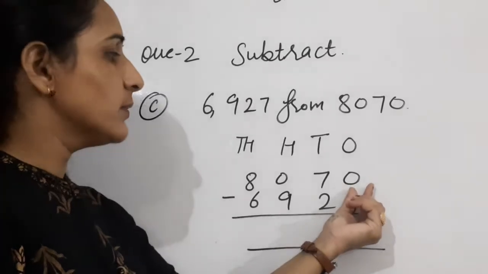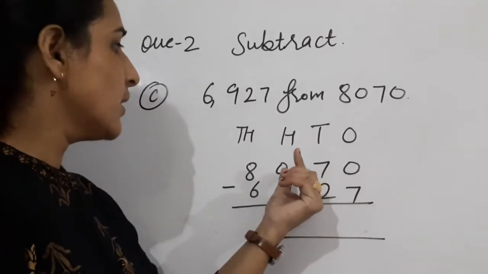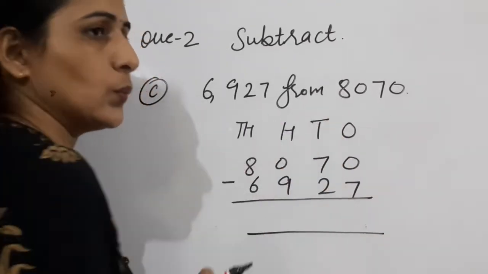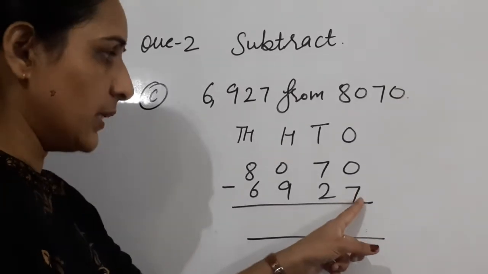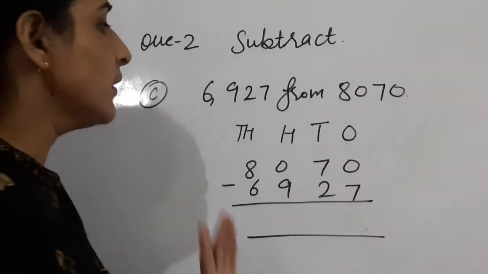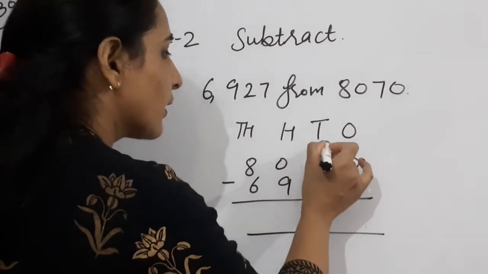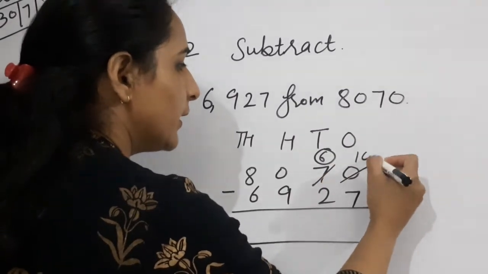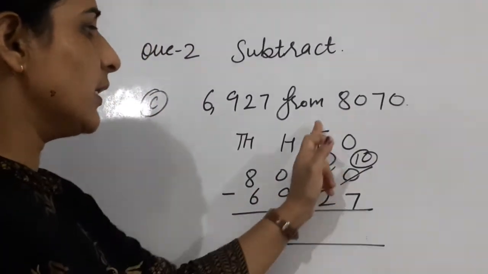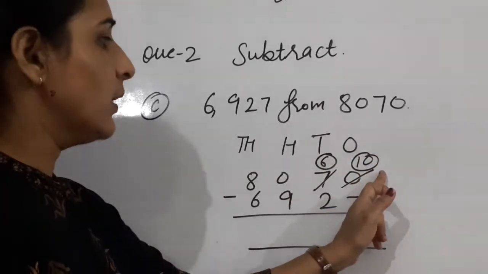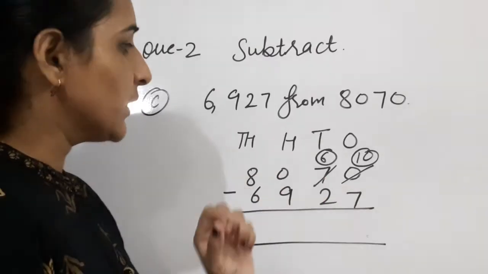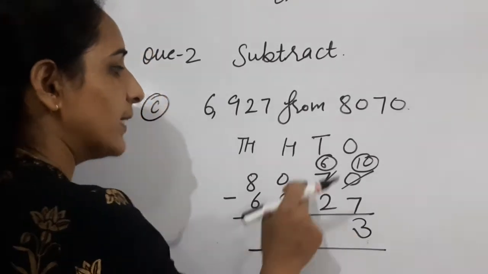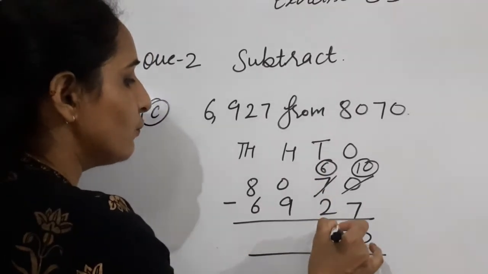Let's see, students. Here is 0 ones, 7 tens, 0 hundreds and 8,000 here. So here is 7, here is 0. Can we subtract? No, because this is the bigger number and this is the smaller. Clear? So what do we do? We take carry from there. Clear? We take the 1 tens here. We make here 10 ones. Clear? Now here 6 is remaining. So do this one. 10 minus 7 equals 3 and 6 minus 2 equals 4.